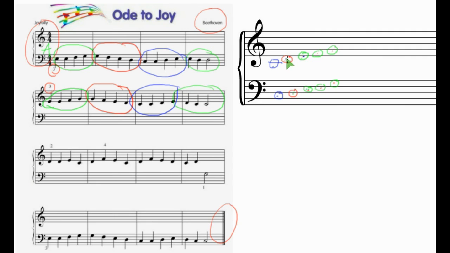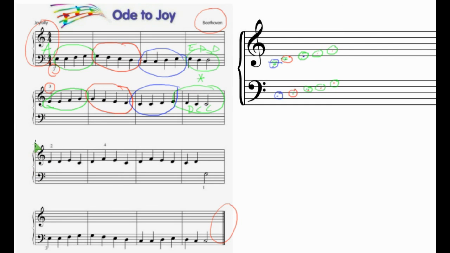So right here, this is different. These two green sections are different. We're going to use the notes D, C, C in the right hand, and in the left hand we use the notes E, D, D. So everything up until the last measure was the same. All right, this is helpful to notice.